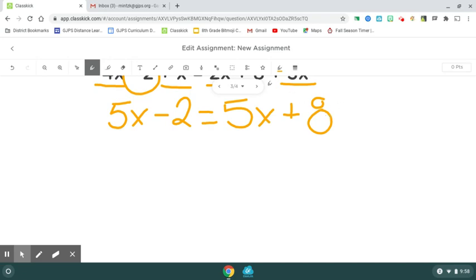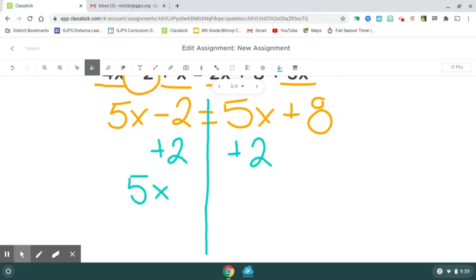All right, cool. So now on to our teal step, which is just solving equations like we've been doing for so long now. So first things first, I want to get all of my numbers on one side and all of my x's on one side, right? So let's add 2 to each side. Okay. So then on the left-hand side, I end up with 5x equals, and then on the right-hand side, I end up with 5x plus 10.